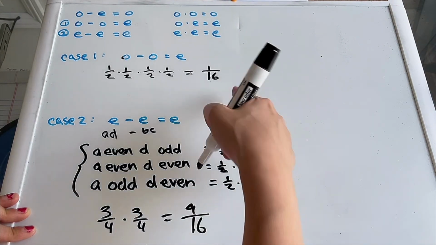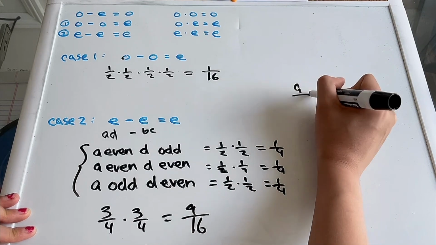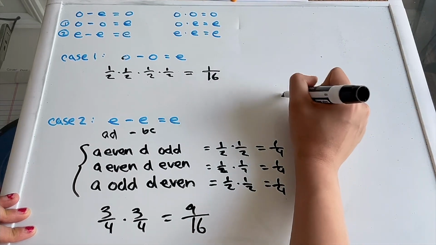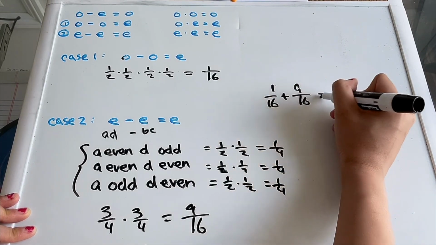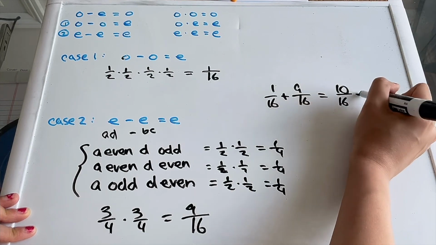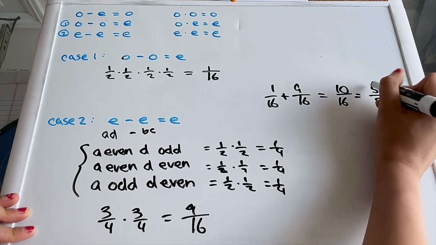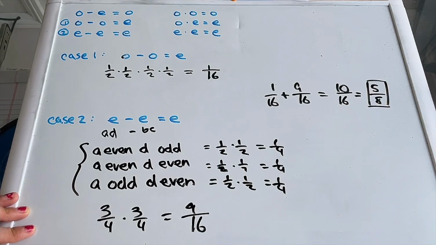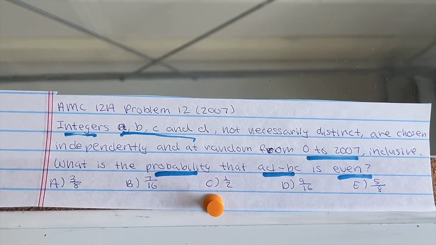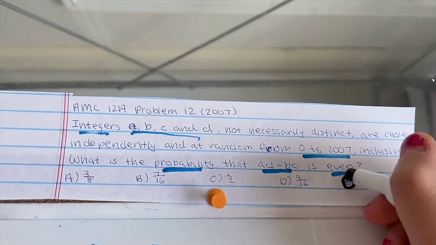Now we just have to add case 1 and case 2 together. So 9 over 16 plus 1 over 16 is 10 over 16, which simplifies down to 5 over 8. Looking at the answer choices, we can see that the answer would be E, 5 over 8.